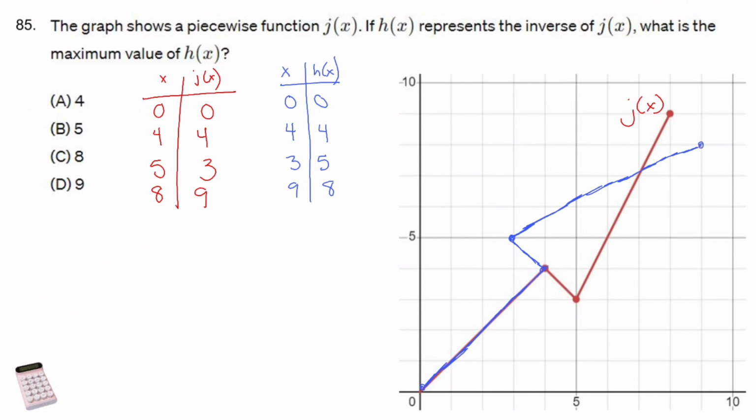What I really needed to do is now that I have h of x, I just needed to find out the maximum value, and that maximum value is 8, not 9. 9 is not a maximum value. When they talk about maximum values, they mean the maximum value that shows up on the y-axis. Okay, so in this case, it's going to be 8 is my guy.